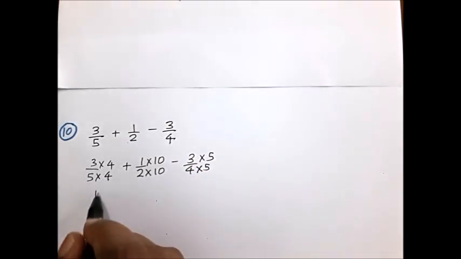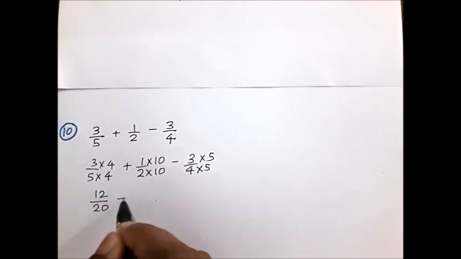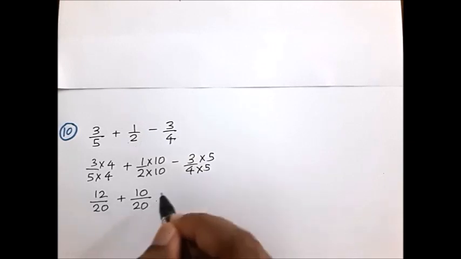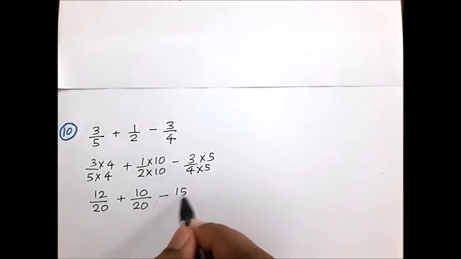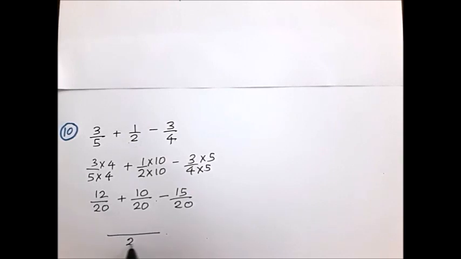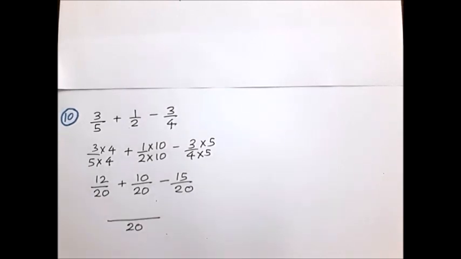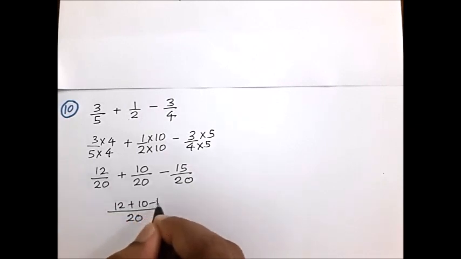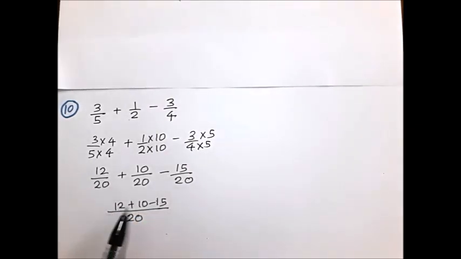3 multiplied by 4, 12. 12 over 20. 1 multiplied by 10, 10. 10 over 20. 3 multiplied by 5, 15 over 20. Now at the beginning, 3 different denominators. We convert into a same denominator. Same denominator is 20. Now simplify numerators. 12 plus 10 minus 15. 12 plus 10, 22. 22 minus 15, it is 7.